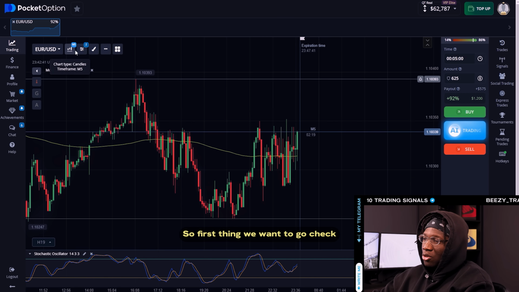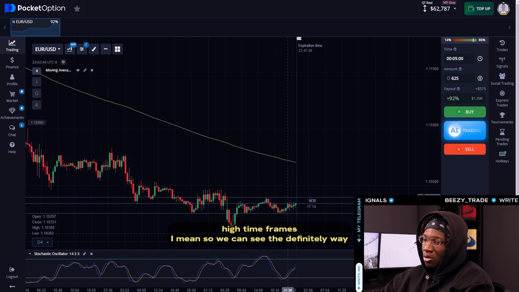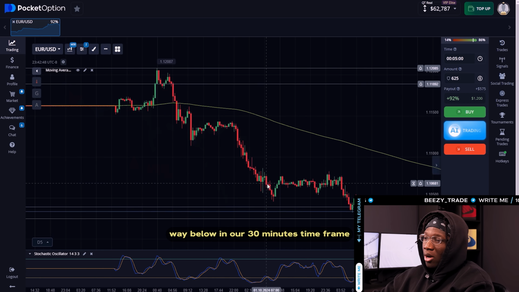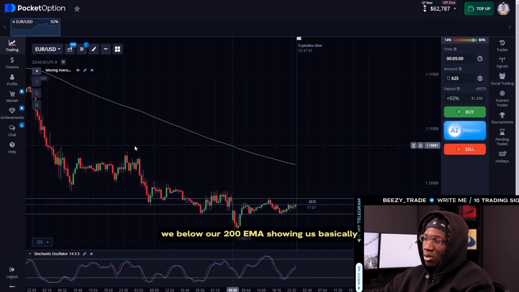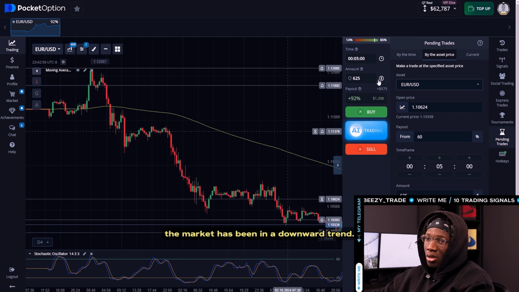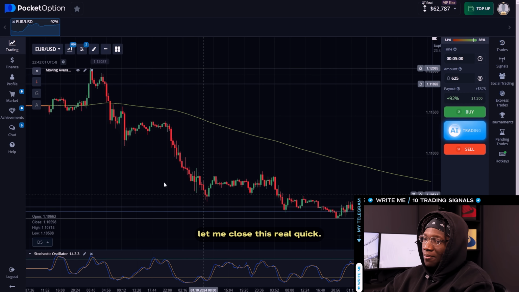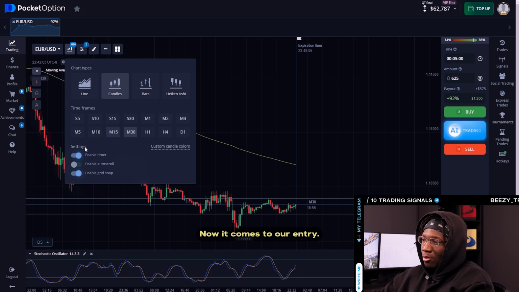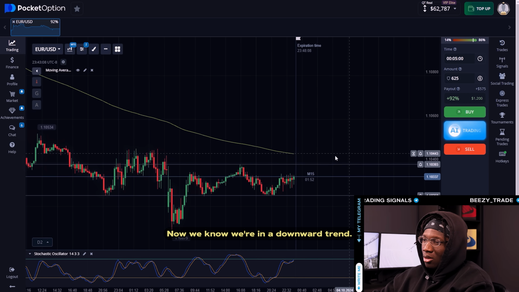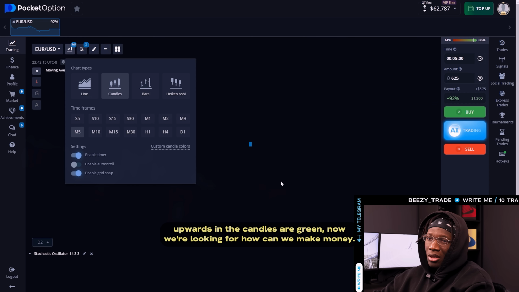So first thing we want to go check also our higher time frames, so we can see that definitely we're way below in our 30 minutes time frame, way below our 200 EMA, showing us basically the market has been in a downward trend. Let me close this real quick. So we can see we're in downward trend. Now it comes to our entry. Now we know we're in a downward trend, despite the fact that you see that moving upwards and the candles are green. Now we're looking for how can we make money.